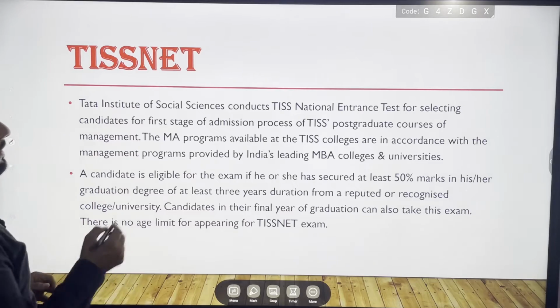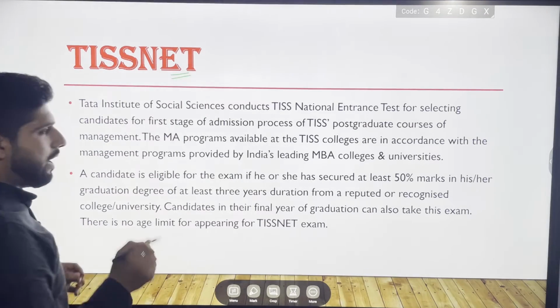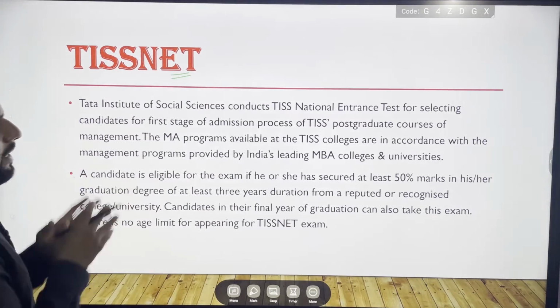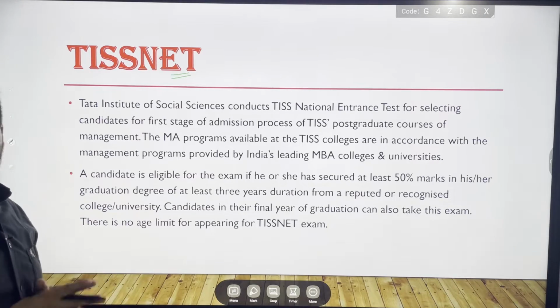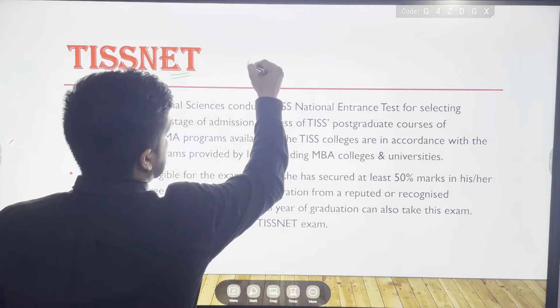Next important exam we have TISNET. Now every student doesn't give this exam. The reason being, here it is not an MBA, here it is an MA.